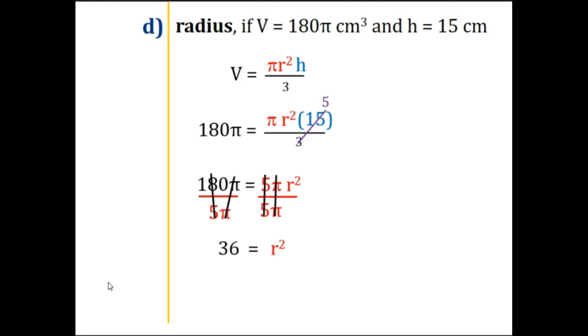Now, I don't want to know what my radius squared is. I want to know what my radius is. So I'm going to take the square root, so I'm going to square root both sides. Remember, my square and my exponent cancel out, so that leaves me just r. What is the square root of 36? You guys should know this. 6. So my radius is 6 centimeters. Easy peasy lemon squeezy?